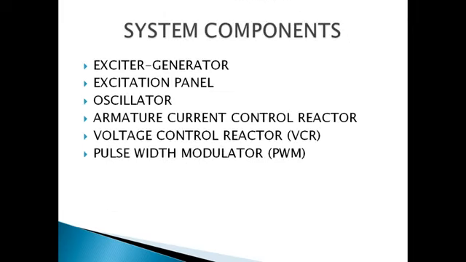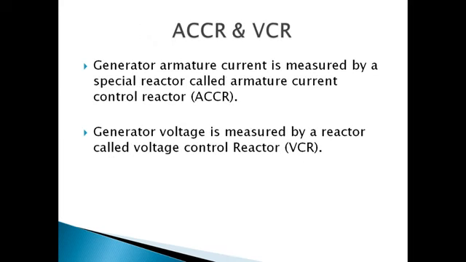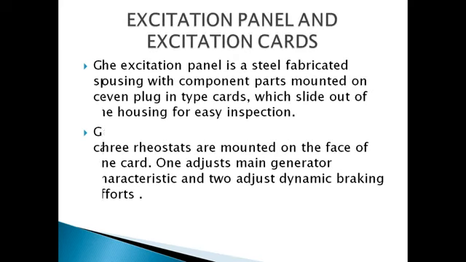Now, the basic components of the system are the exciter generator, excitation panel, oscillator, armature current control reactor, voltage control reactor VCR, and pulse width modulator PWM. Generator armature current is measured by a special reactor called the armature current control reactor, ACCR. Generator voltage is measured by a reactor called the voltage control reactor or VCR.